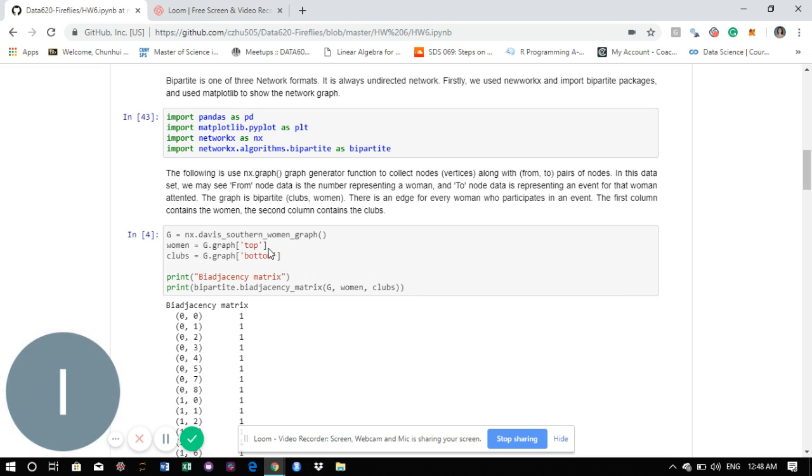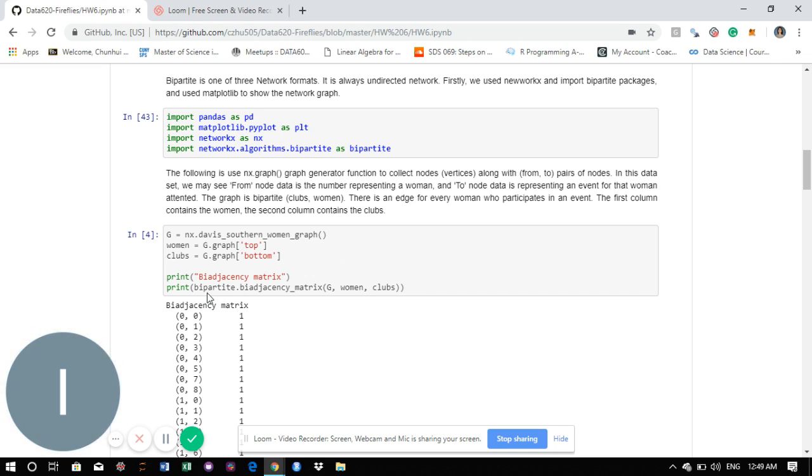Here they're using these functions for the graph. This function, graph top, is assigned to women, which collects the number of the women, and graph top generates the number for a specific woman, and graph bottom, whose number represents the event.